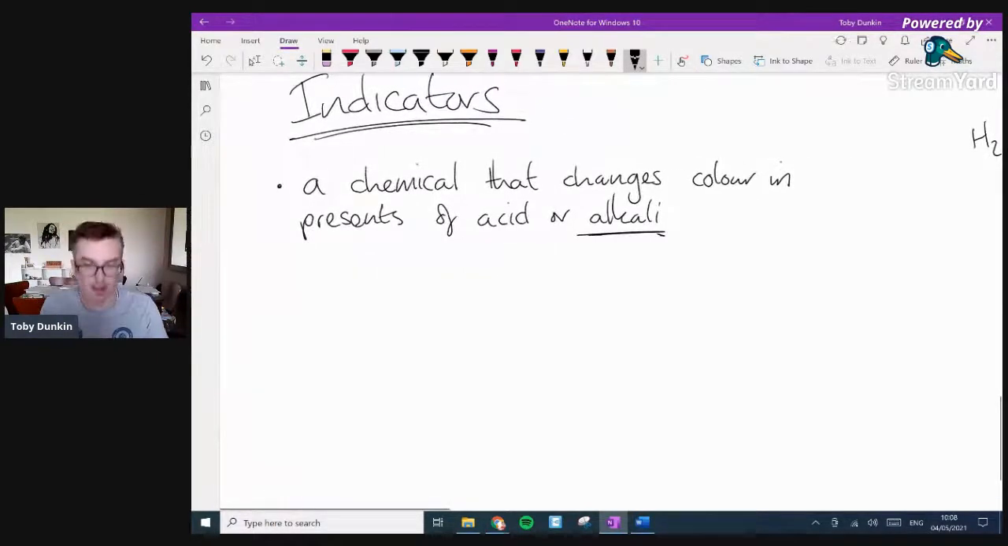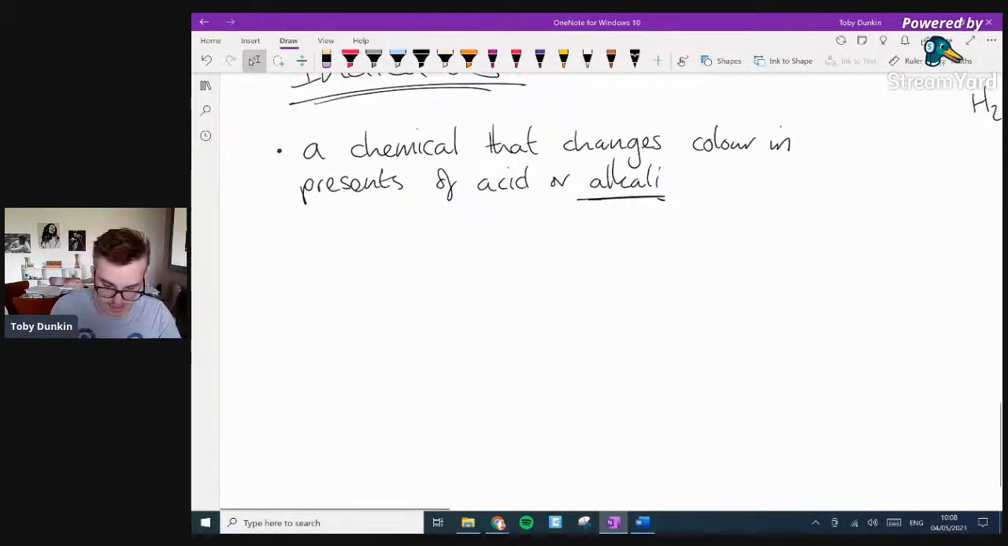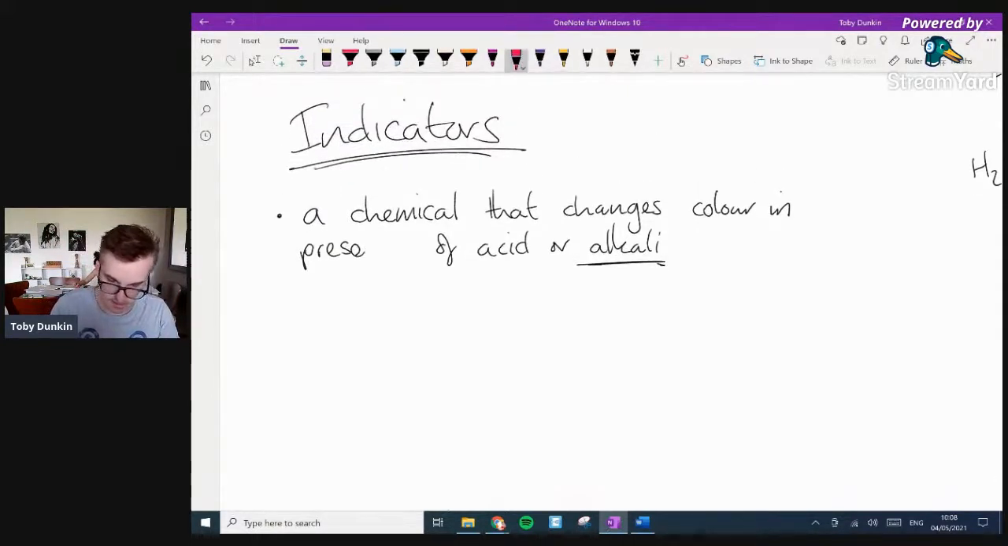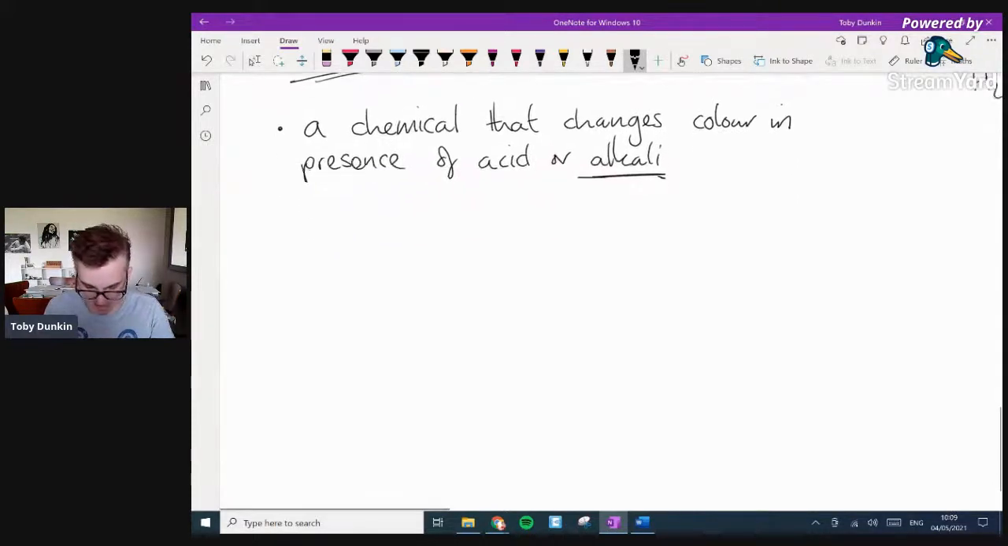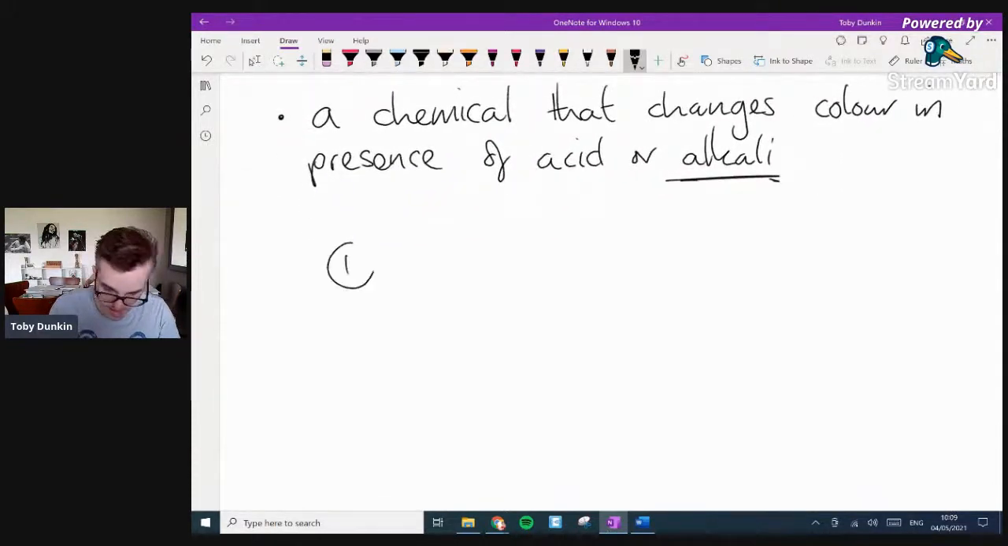So the indicators you need to know for GCSE. There are loads of other indicators that you need to know for A-level, but they'll provide you with a list of the indicators and what range they change at. Presence. Thank you, Zina. There we go. Presence of acid or alkali. So number 1 is litmus.